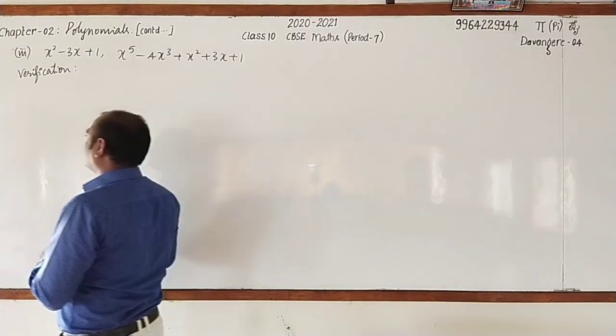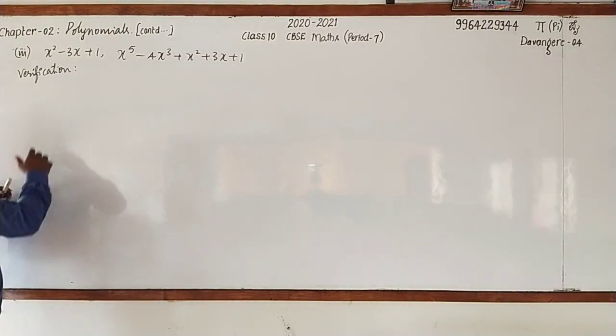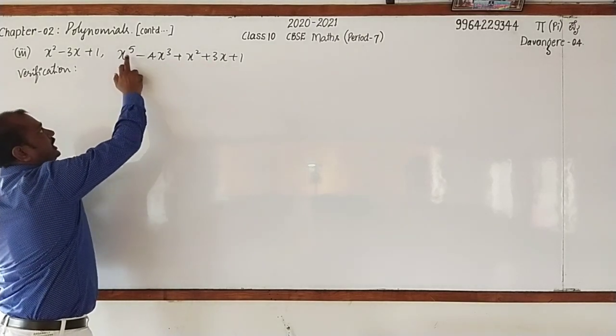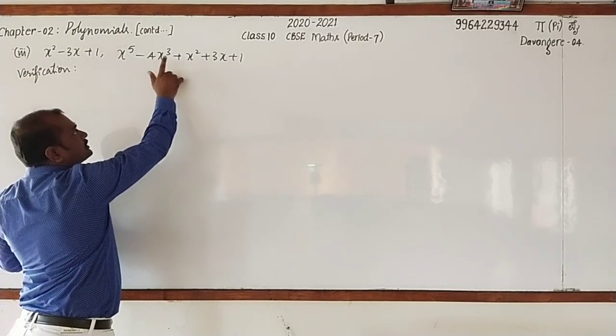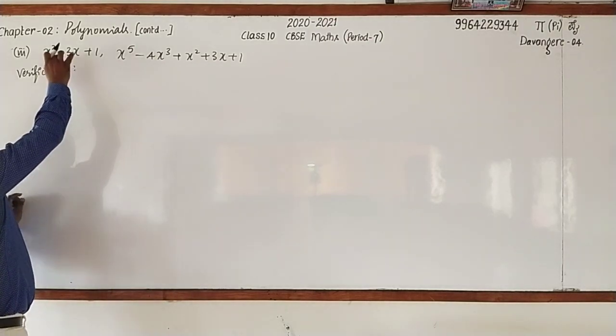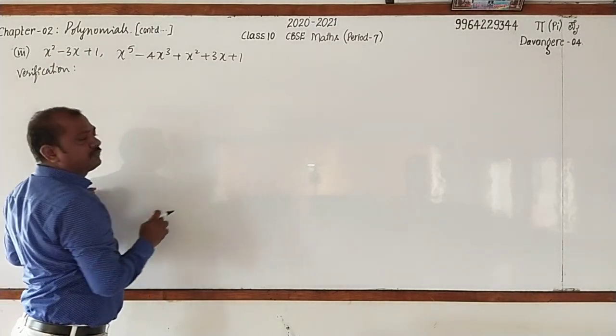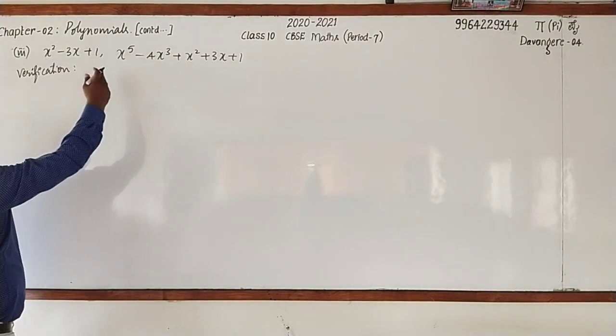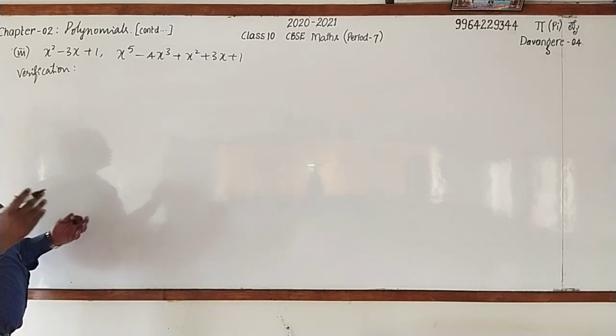Observe this. Third sub question. First polynomial is x square minus 3x plus 1. Second polynomial, x raised to the power 5 minus 4x cube plus x square plus 3x plus 1. You are going to check whether first polynomial is a factor of second polynomial. Let's go for verification. Both are in standard form and no term is missing.